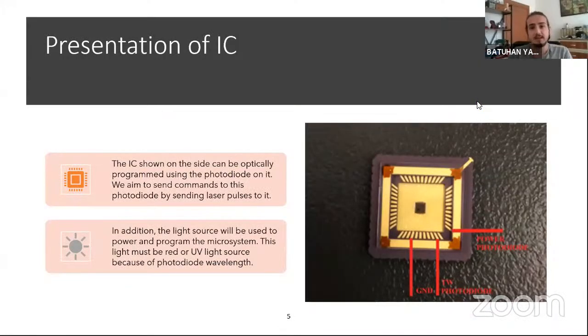In this project, we designed CMOS circuits with a photodiode, shone light on the photodiode, and conducted investigations. We monitor it and report the light we drop on the photodiode moment by moment. You can see the general view of the IC in this photo. We can program and power it using the photodiode on it. We want to send commands and program it by sending laser light to the photodiode. The light source must be red or ultraviolet due to its wavelengths.